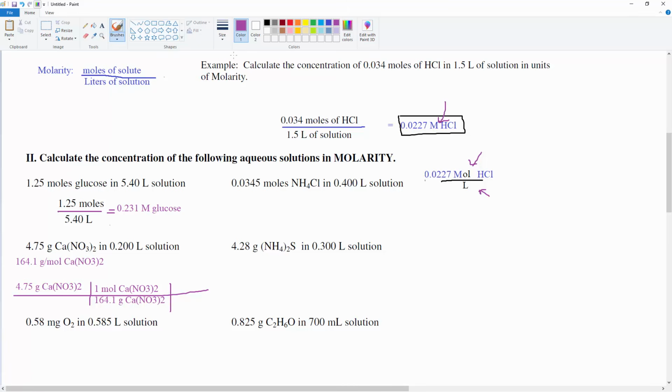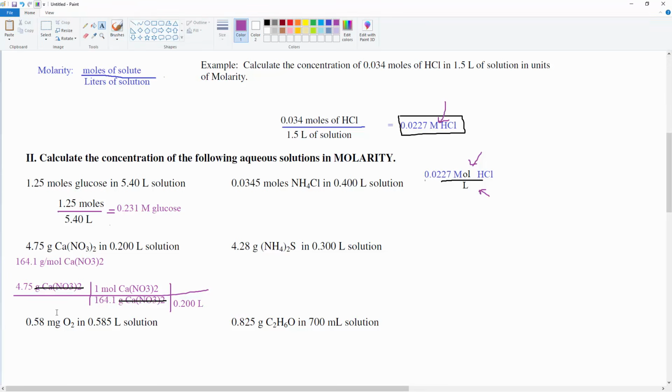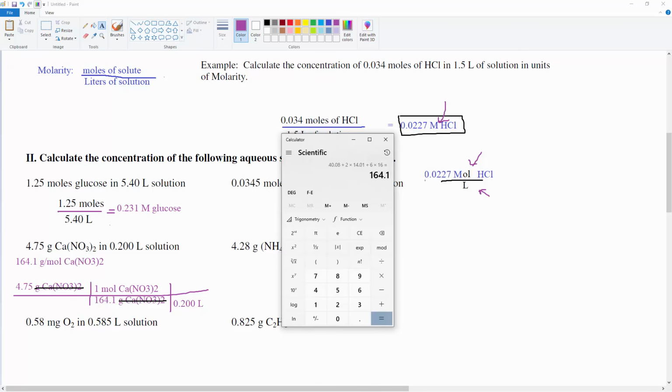grams of calcium nitrate. Perfect. If I do that first step, then my grams of calcium nitrate cancel, and I'm left with moles of calcium nitrate. That's just what I wanted, the moles of that solute on the top. Now I just need to put the liters on the bottom, right here, 0.200 liters. Stick it on the bottom because that's where I want it to be. And again, I don't need anything on top here any more than I needed anything on the bottom here. I get to choose where these units go to get the answer in the units that I want.